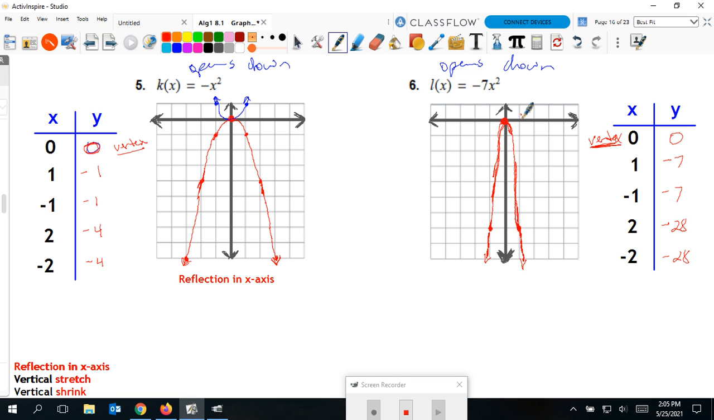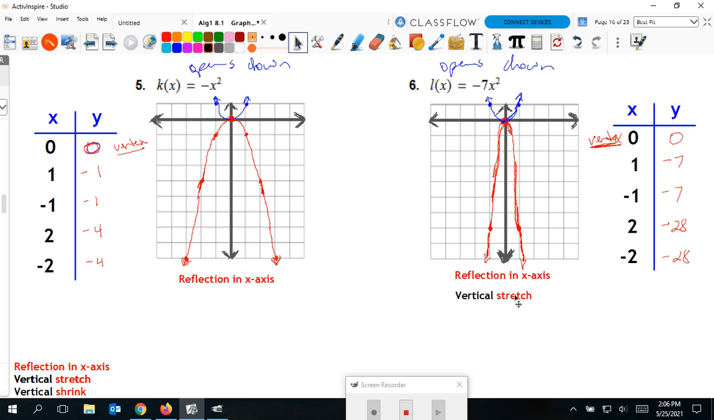And then our parent function again on this one would be doing the same thing: 1, 1, negative 1, and 1 as well. So this one, the shape changed. It has the reflection because it's opening down. So it has a reflection in the x-axis here. And it's also narrower, which means it's stretching. So it's stretching on this one as well.